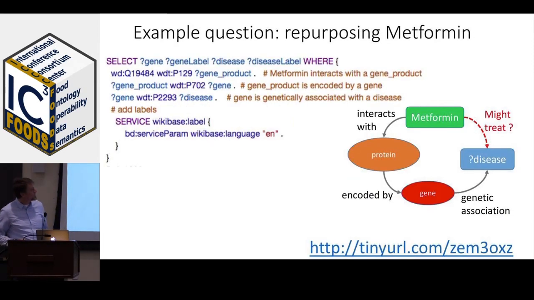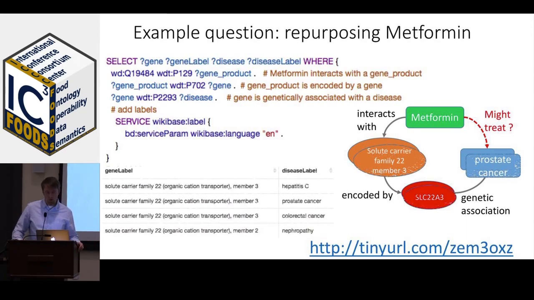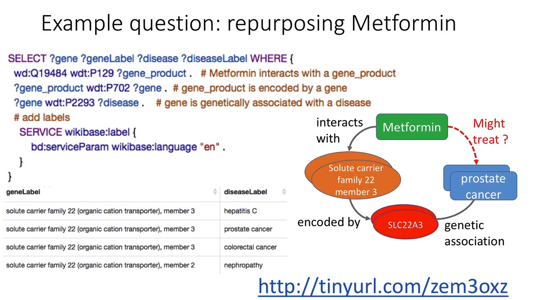So one of the example queries we built recently was attempting to answer the question: given a drug that you know, in this case, exists and is used to treat diabetes, what other diseases might it also be used to treat? And you can ask Wikidata that question and get some answers using this pattern I have here. It basically shows that if the drug has a physical interaction with the protein that's encoded by a gene that has a genetic association with the disease, it turns out that's actually a pretty useful pattern for finding new drug repurposing candidates. And that's a real thing that you can go and test.